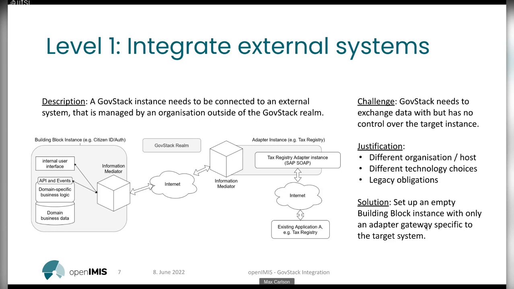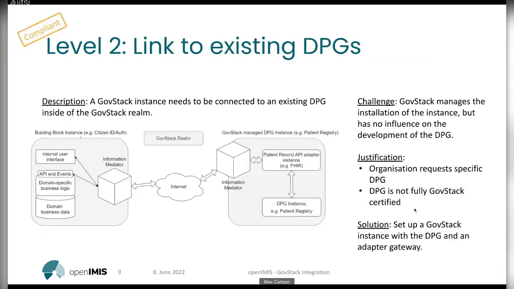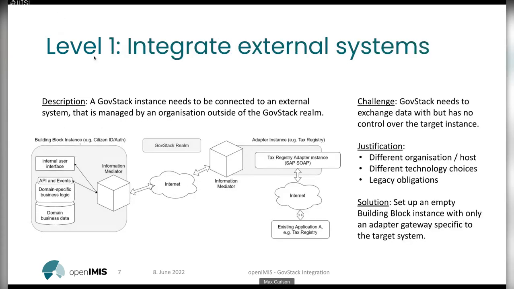So we set up a building block instance with only the adapter gateway specific to the target system. Okay, and here's a more detailed view of that, so that's phase one, level one that I talked about earlier.